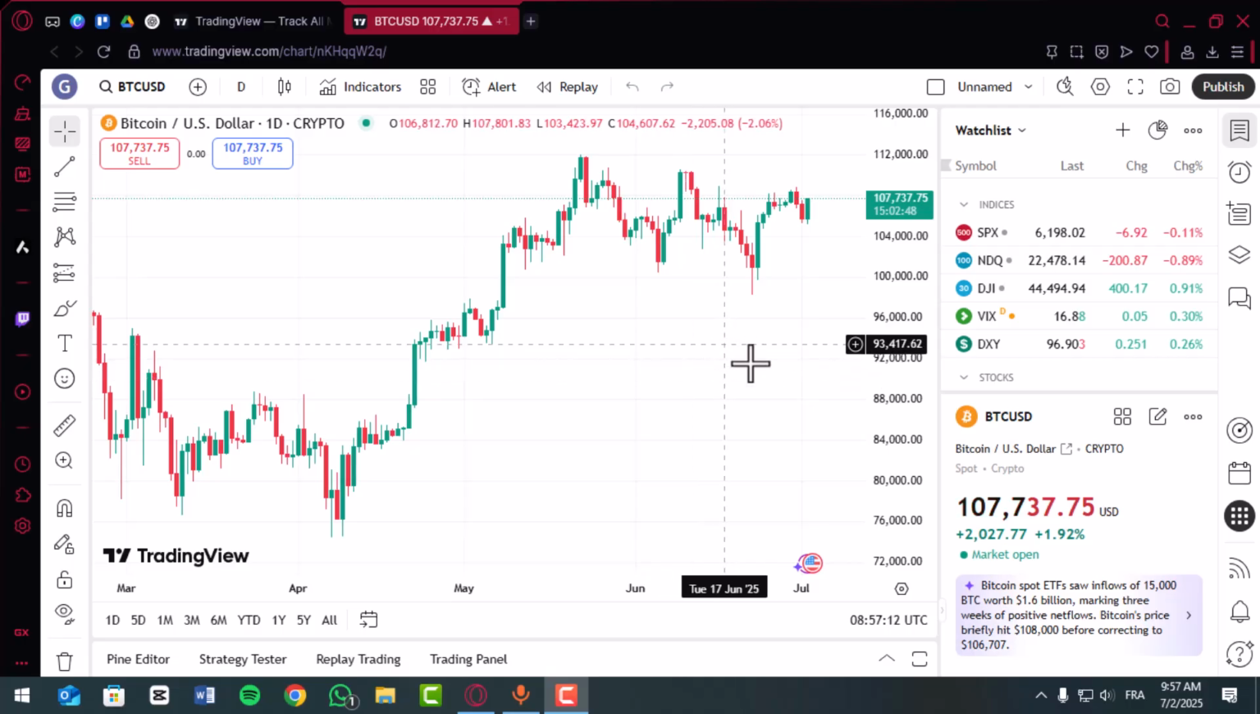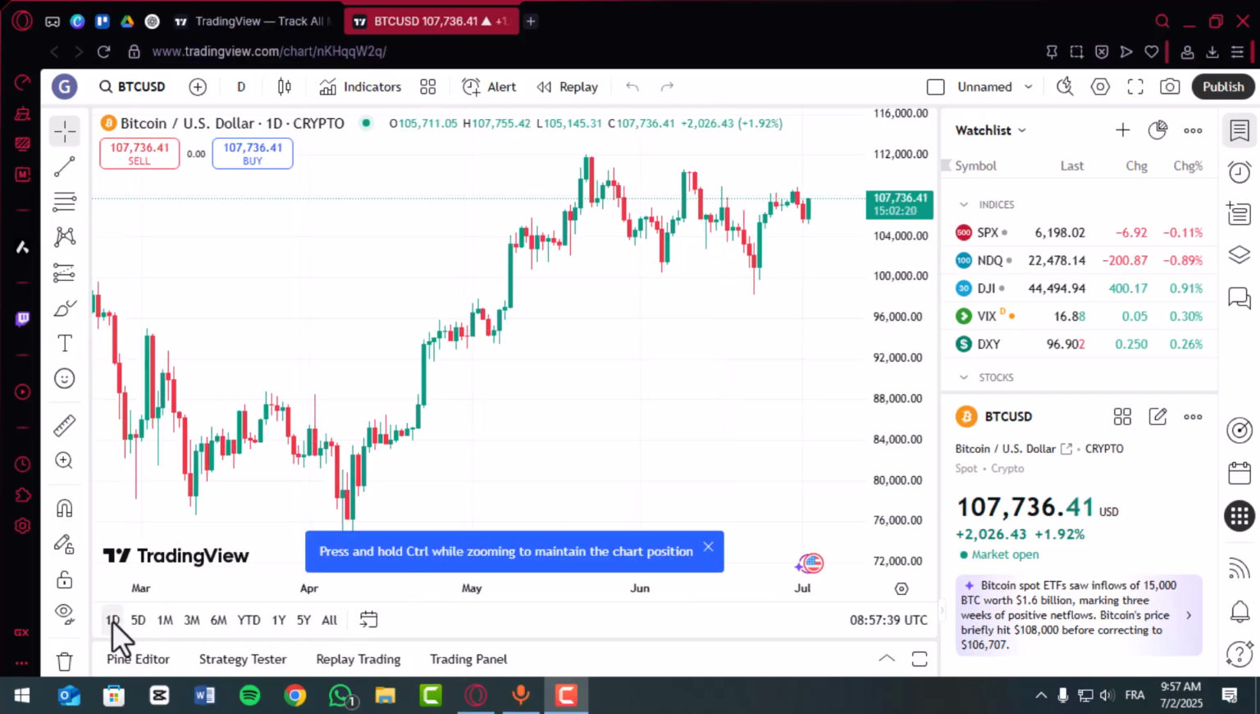The chart opens with candlesticks by default. Each candlestick shows price movement over a set time frame, whether it's 1 minute, 1 hour, 1 day. A green candle means price went up, and a red candle means price went down. The body shows opening and closing prices, while the wicks show highs and lows.